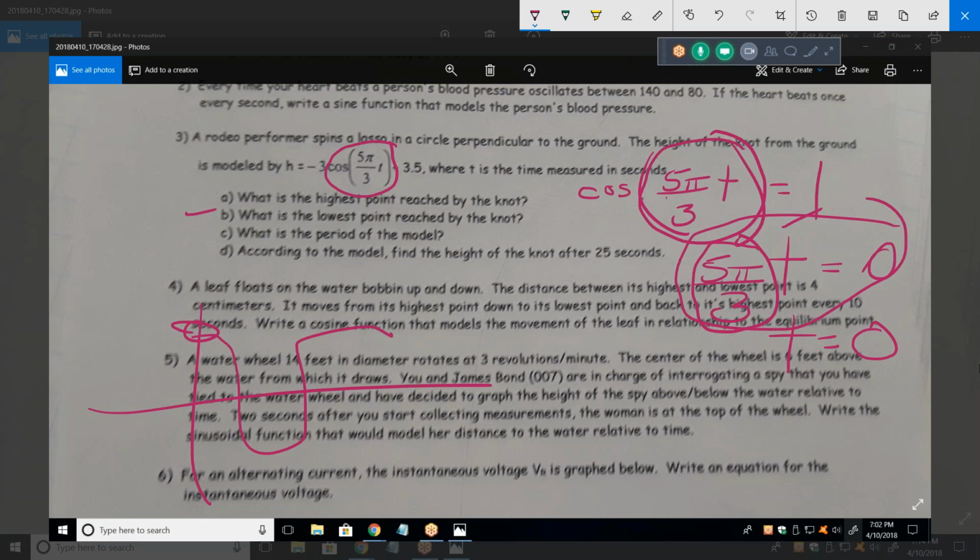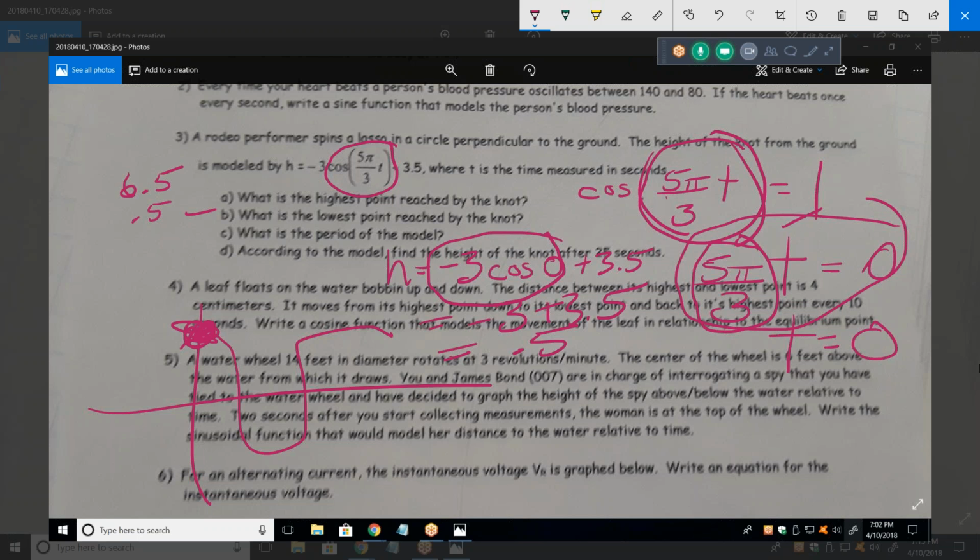What do we get for the height? We get height equals minus 3 cosine of 0 plus 3.5. Well, the cosine of 0 is 1, right? Yep. So that's minus 3 plus 3.5. That's going to be the lowest point, 0.5. So the answer to that is 0.5. The answer to the first one is 6.5.